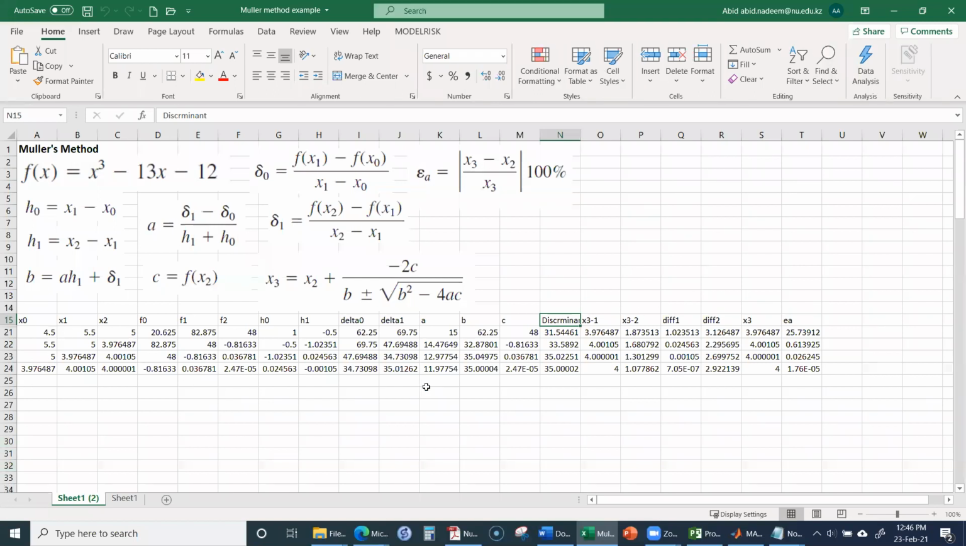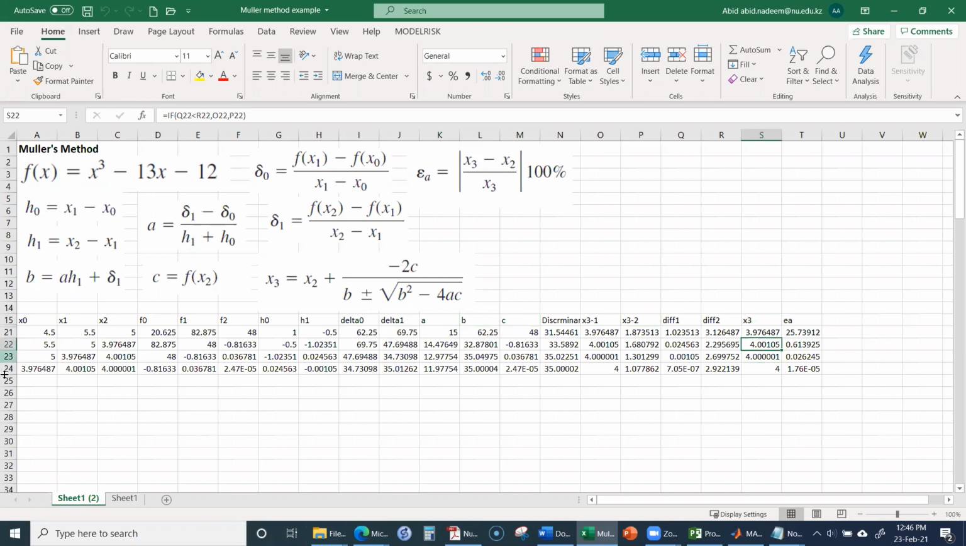Can you see this Excel over here? Yes. So we started from x0, then x1 and x2. So these were the three initial values. Okay, and then we calculated f0, f1, f2, the functional values with those initial values. Then we calculated these parameters h0, h1, delta naught, delta 1, a, b, c. Okay, and then we found the discriminant, x3, and then like that. Okay, and then we just iterate it, and then we can find the value.